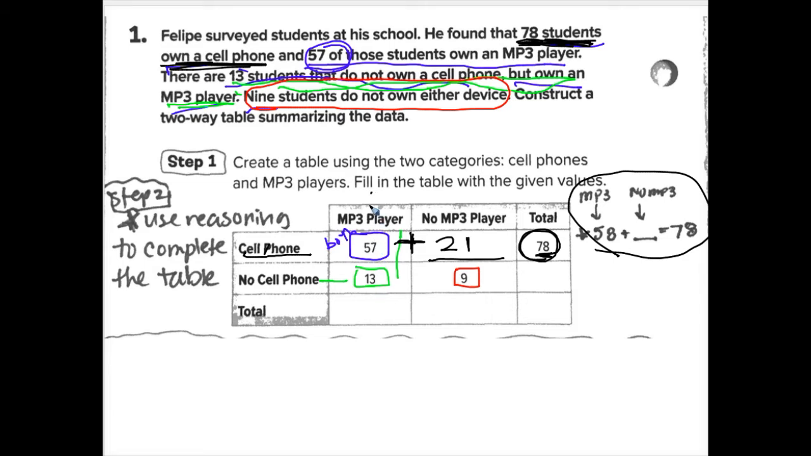If I look at my MP3 player row, 57 and 13 makes 70. If I look at my no MP3 player row, 21 also own a cell phone but no MP3 player, and 9 don't have either. So that's 30 kids in the no MP3 player area. 70 plus 30 is 100. And if I look at my total row, 78 plus what will equal 100? 22. So basically you just find a spot where you can determine an answer, and then it'll kind of domino effect from there.